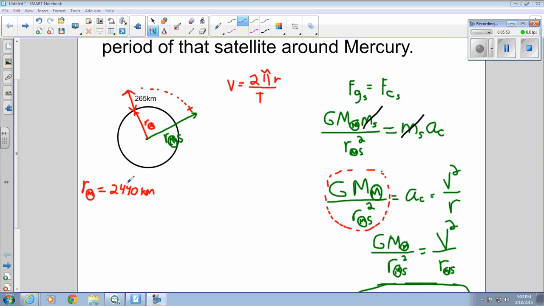We know the radius of Mercury is 2,440 kilometers. In order to get this number, we have to add 265 to it, which gives us 2,705 kilometers, or 2.71 times 10 to the sixth meters. We want it in meters to do our calculations. We always want to put things into fundamental units. So here's our radius.